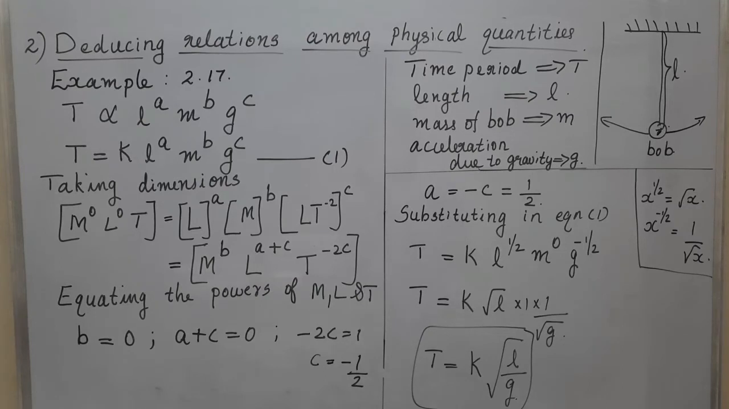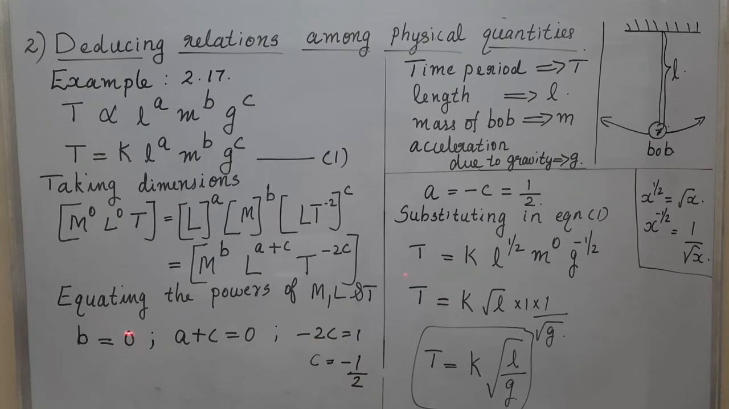Now, as per the principle of homogeneity of dimensions, the powers of M, L and T on either side should be the same. So we can equate the powers of M, L and T. We have b equal to 0, that is our first value. Then a plus c equal to 0. Then minus 2c equal to 1, which means c equal to minus half.